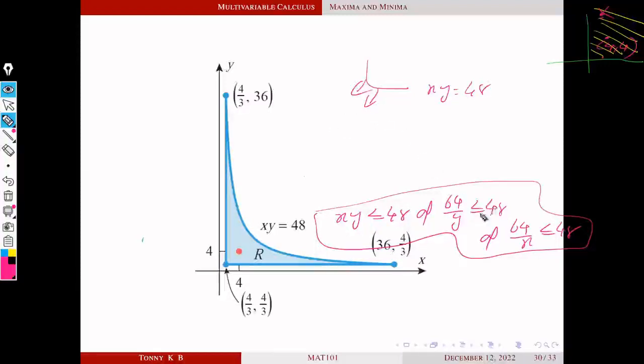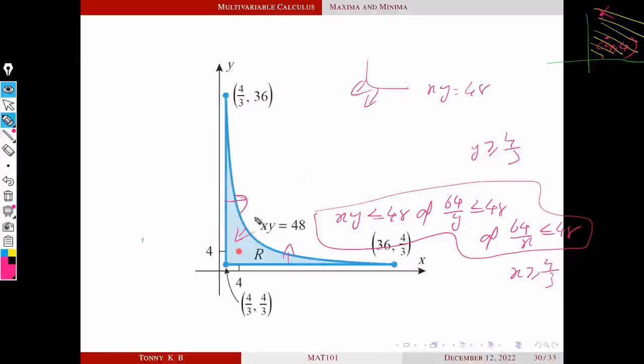And what is 64 by y less than or equal to 48? This implies y is greater than or equal to 64 by 48, that is 4 by 3. So above this line, y is greater than or equal to 4 by 3. And this implies x is greater than or equal to 64 by 48, that is also 4 by 3. So x is greater than or equal to 4 by 3, this region.